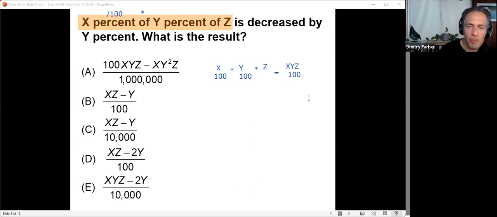Now I'm taking away y% from that. So that's going to change the answer. It's not going to be that answer, right? Otherwise, it wouldn't be reduced by y%. But I might think about a couple things. One, are any hundreds going to cancel? Is there a reason to have fewer hundreds on the bottom than what I have now, like this one? But also, am I going to get rid of anything from the xyz?